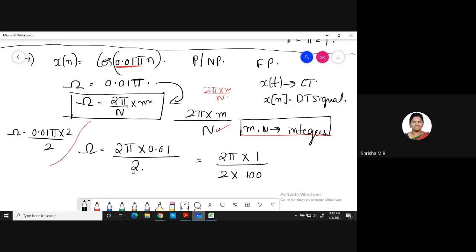So what is my n here? So I get 2 pi into 1 divided by 200. Now I have expressed this 0.01 pi in the form of 2 pi into m by n. Yes or no? So what is small m here? It is 1. And what is capital N, the fundamental period? It is 200 samples. Understood? This is of the form 2 pi into m by n. So my n is nothing but 200 samples. Clear?